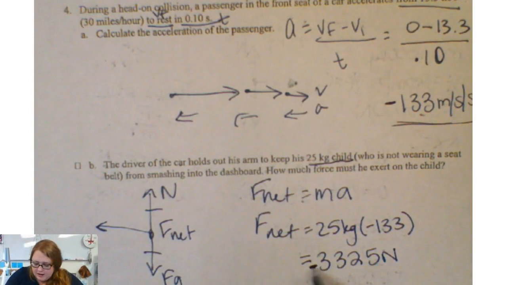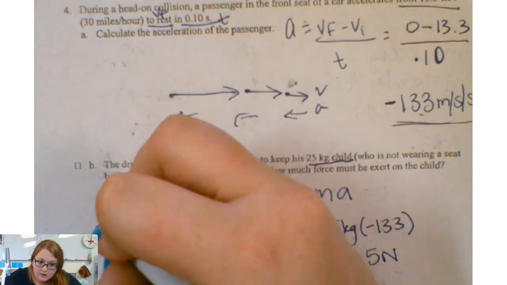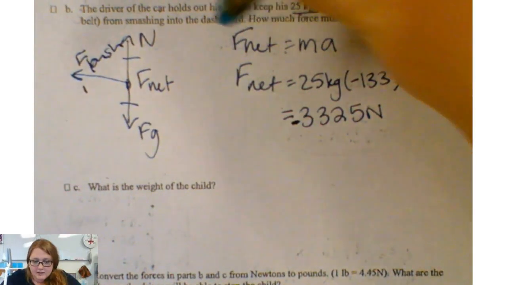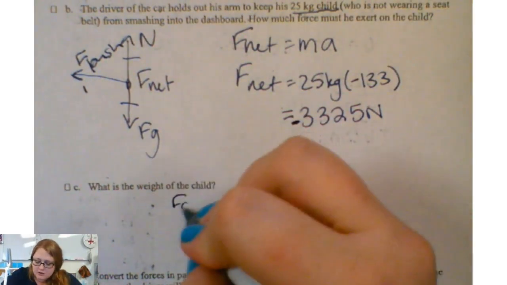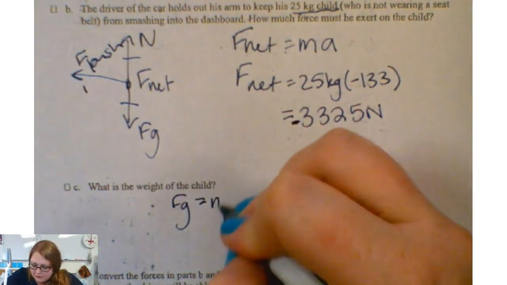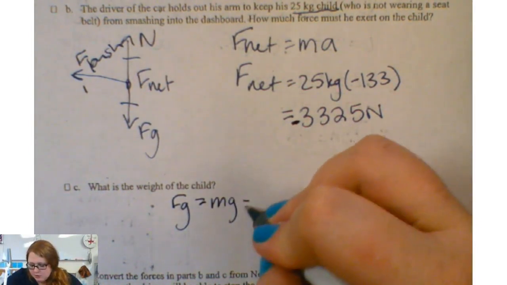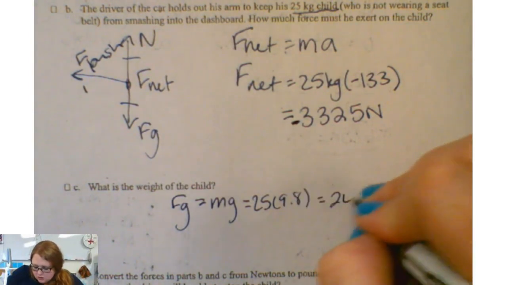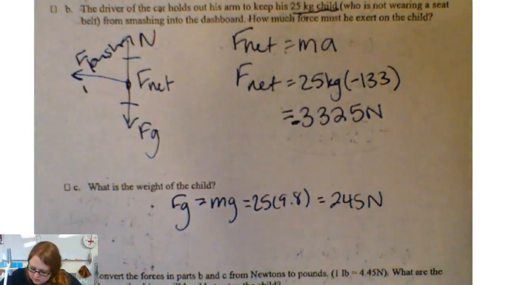It's important that your numbers match your picture. This is a negative direction. This would be labeled like F. Alrighty. Now C. What is the weight of the child? Okay, weight is another name for the force of gravity, which is found by doing mass times 9.8. So 25 times 9.8, 245 newtons, okay?